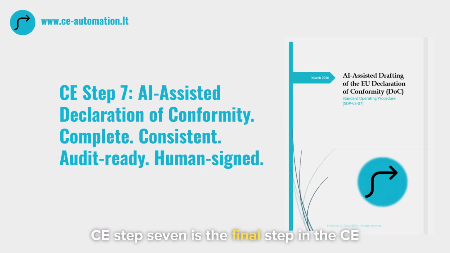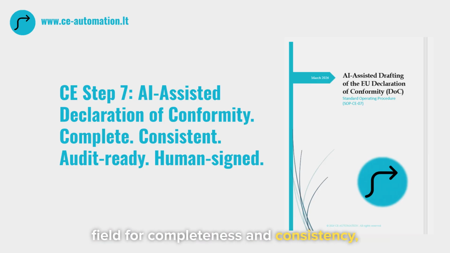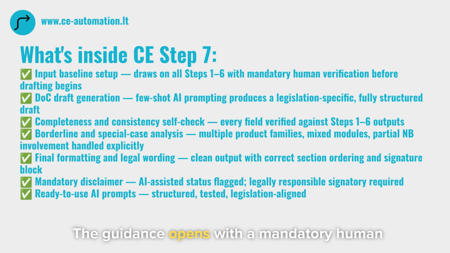CE Step 7 is the final step in the CE marking workflow. It takes all outputs from Steps 1 to 6, generates a correctly structured, legislation-specific declaration of conformity, checks every field for completeness and consistency, handles borderline cases, and produces a final, formatted document ready for authorized signature. The legal responsibility remains with the engineer. AI eliminates the errors.